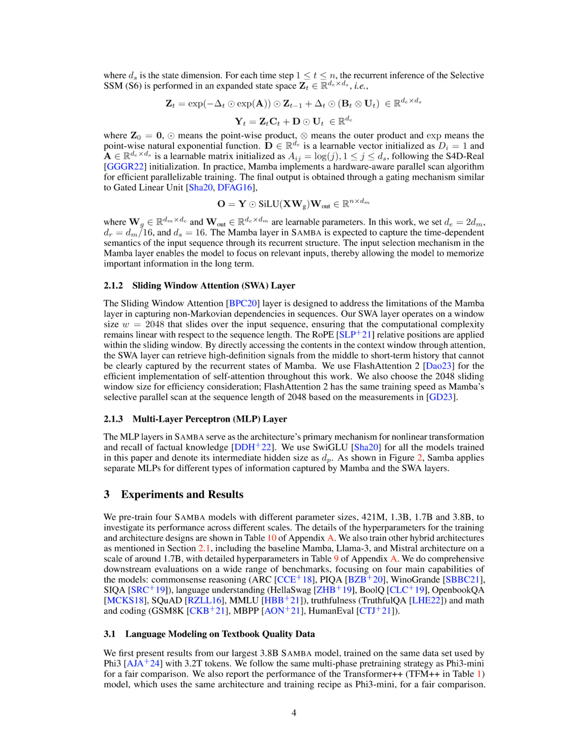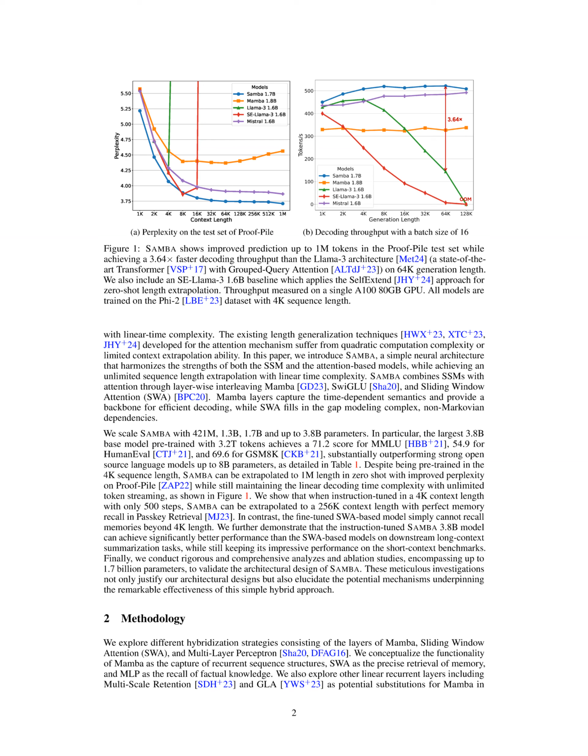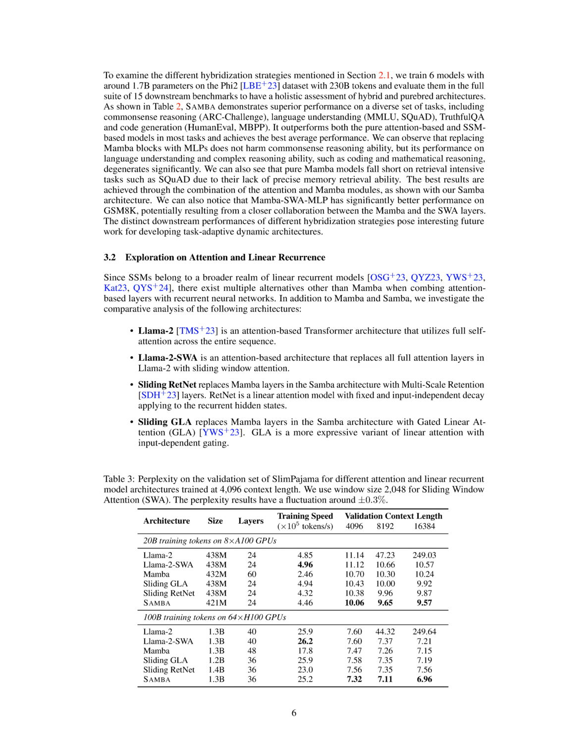The method in the paper was validated and tested through a series of experiments and evaluations across different scales and benchmarks. The SAMBA model was pre-trained with various parameter sizes ranging from 421M to 3.8B and evaluated on a wide range of benchmarks focusing on common sense reasoning, language understanding, truthfulness, and math and coding tasks.